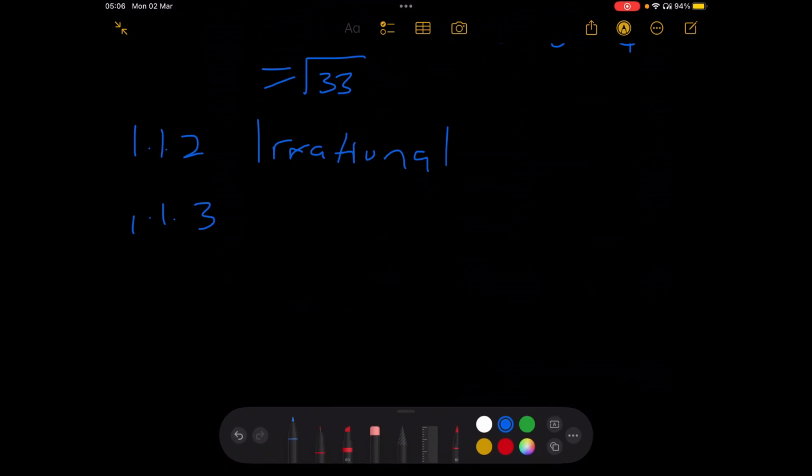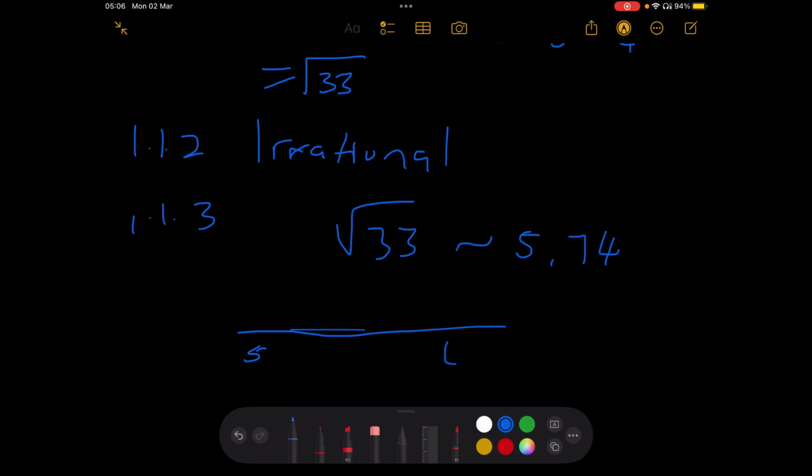Right, now we've got ourselves square root of 33 that has the value of 5,744566. So we just have to leave it at approximately 5,74. Now if we look at it on a number line, you'd have 5 here, you'd have 6 here, you'd have 5.5 here. 5.74 would be somewhere around here, which means the integers that you're looking at are 5 and 6.